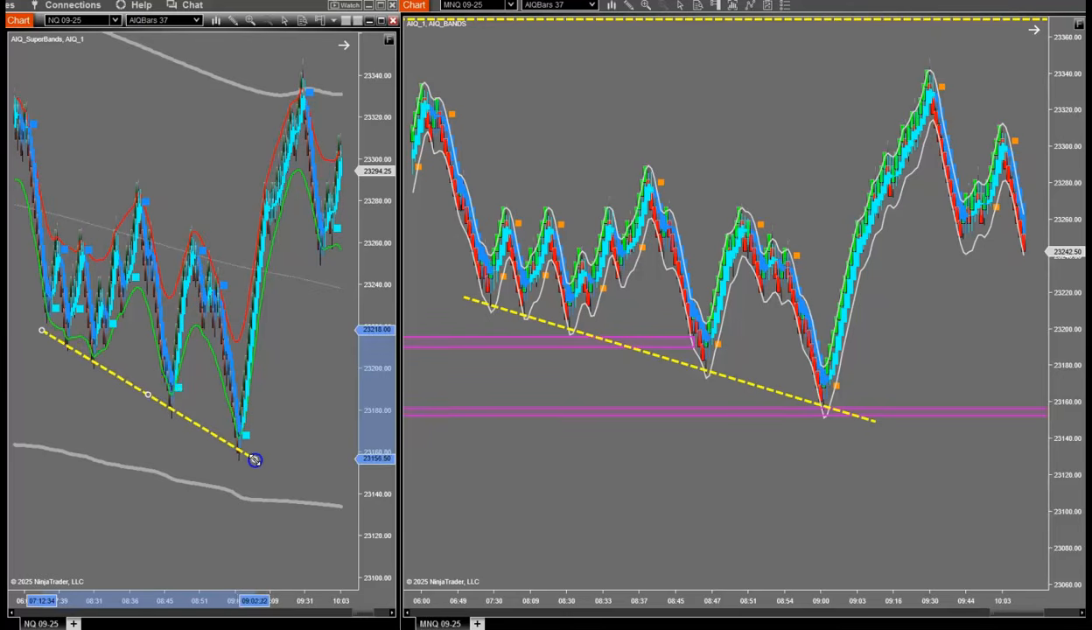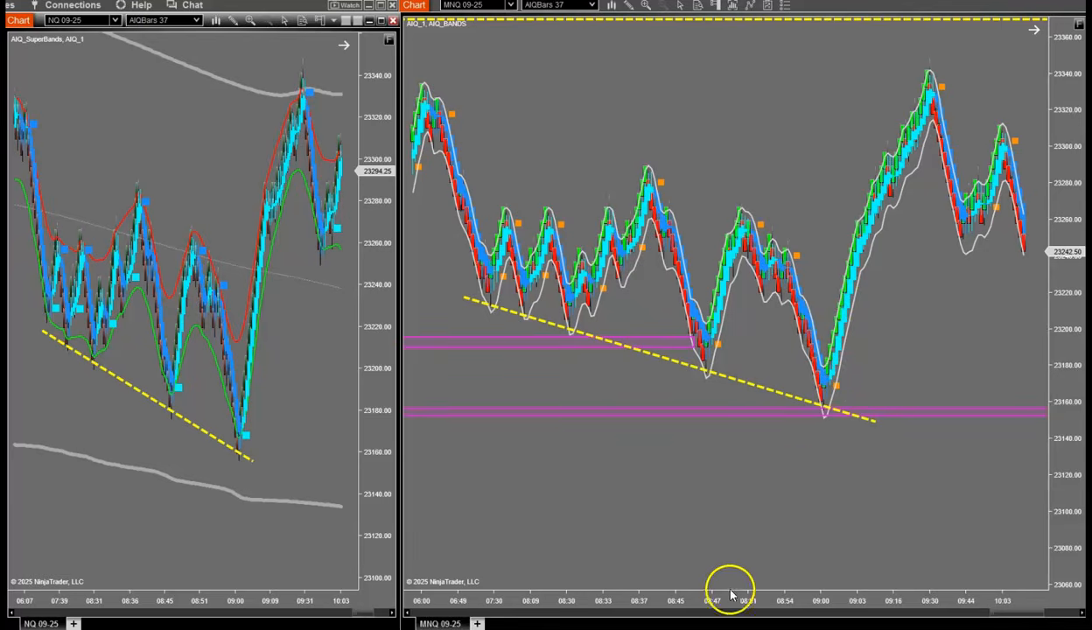It was almost like they were sucking in shorts, sucking in shorts, sucking in shorts, and then they just blasted them and came in strong. This was right after 9 U.S. Central Time. So I like the time of day to be a buyer, and I just like the overall look of things.